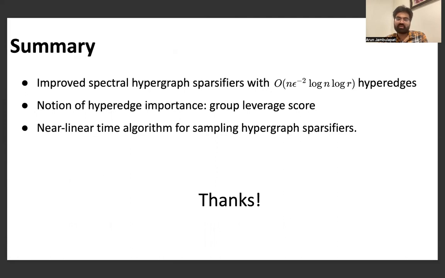We give an improved spectral hypergraph sparsifier, which has n log r over epsilon squared hyperedges. We give a new notion of hyperedge importances called group leverage scores. And we give a near linear time algorithm for computing group leverage scores and sampling hypergraph sparsifiers.